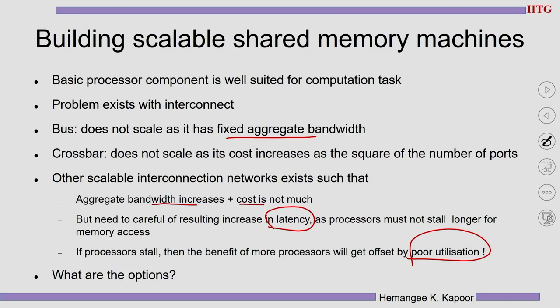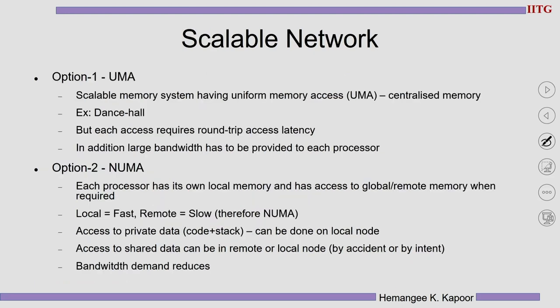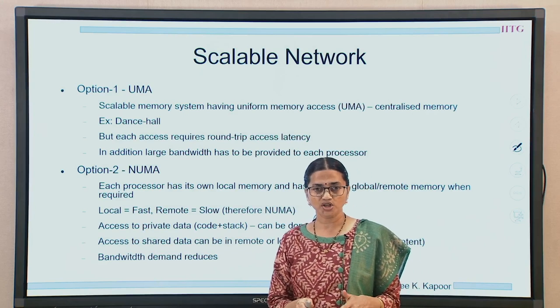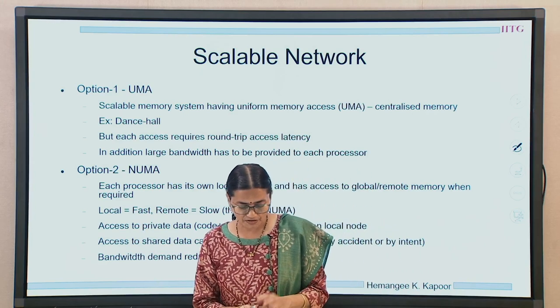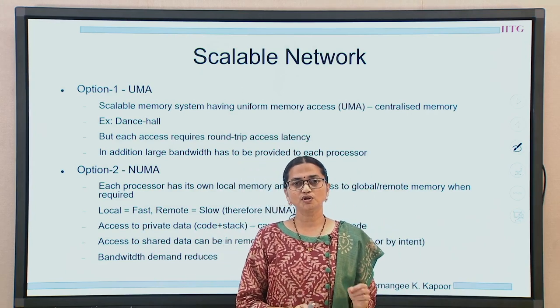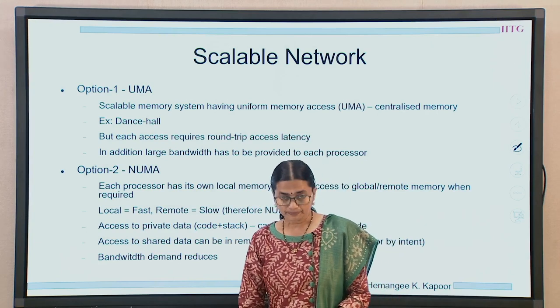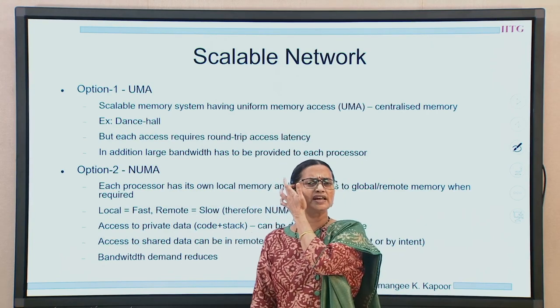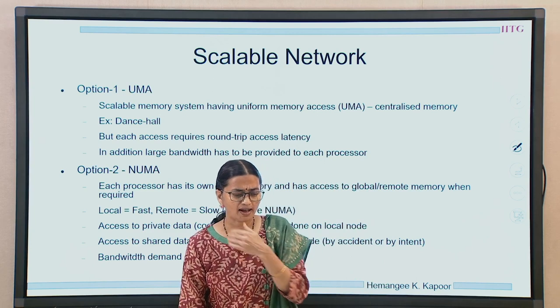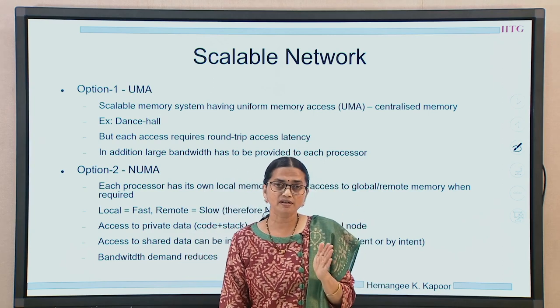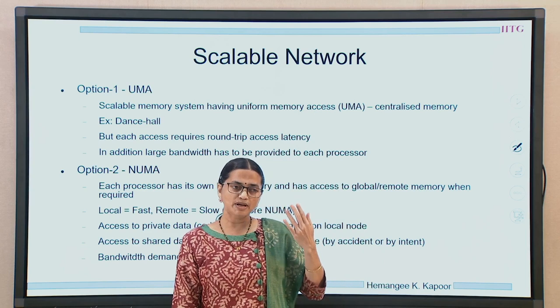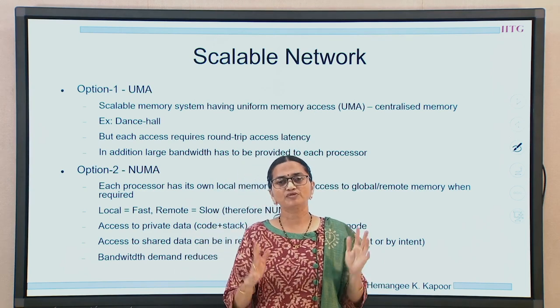Okay, so how do I build scalable parallel machines? What are the options available? We look at two options: one is the UMA architecture and one is the NUMA architecture. The first option is UMA, which is uniform memory access. Here we use a scalable memory system and make sure that every processor is able to access every memory module with the same amount of latency.